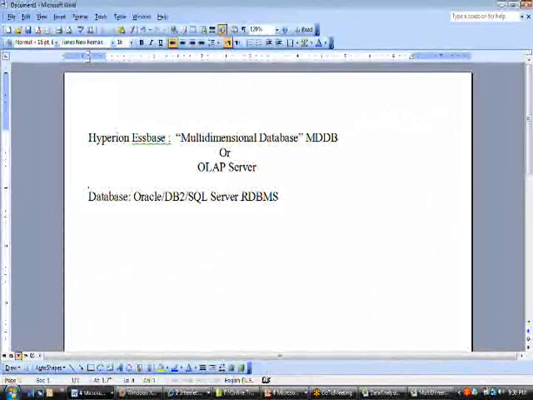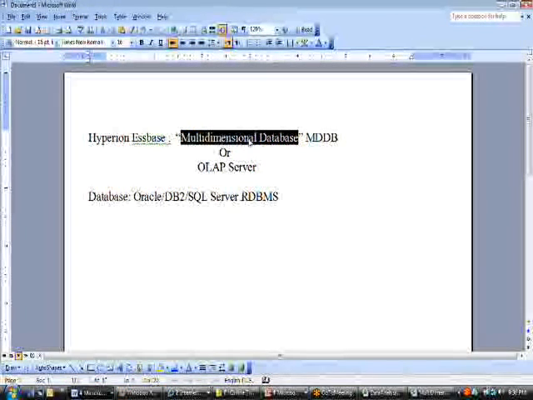Let's see. Before we start anything else, let's see what multi-dimensionality means and how it integrates with your database. Let's take one real-time scenario.